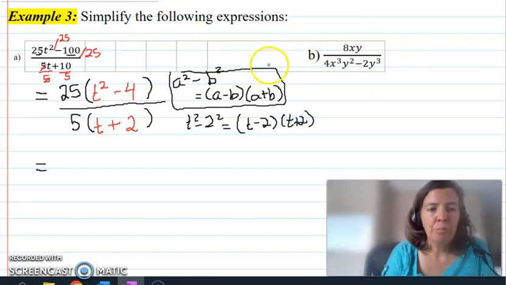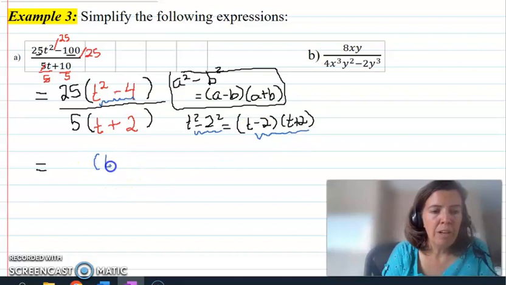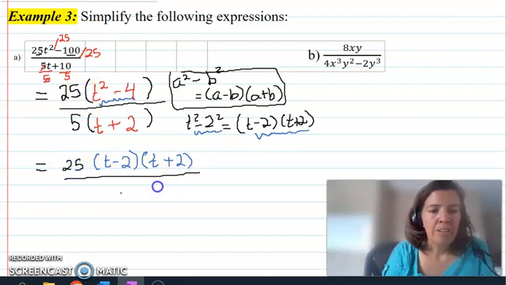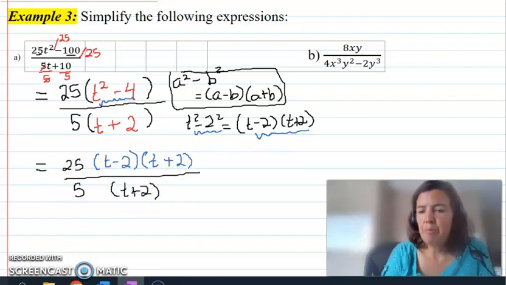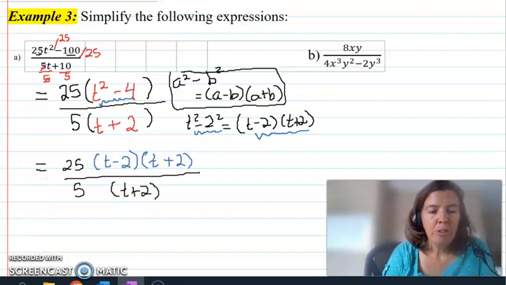So this expression here factors as t minus 2 times t plus 2. In the numerator, I'm going to replace that t squared minus 4 with t minus 2 times t plus 2. And then I've still got 25 out here, 5 in the denominator, t plus 2 in the denominator. So now this common factor appears, t plus 2.